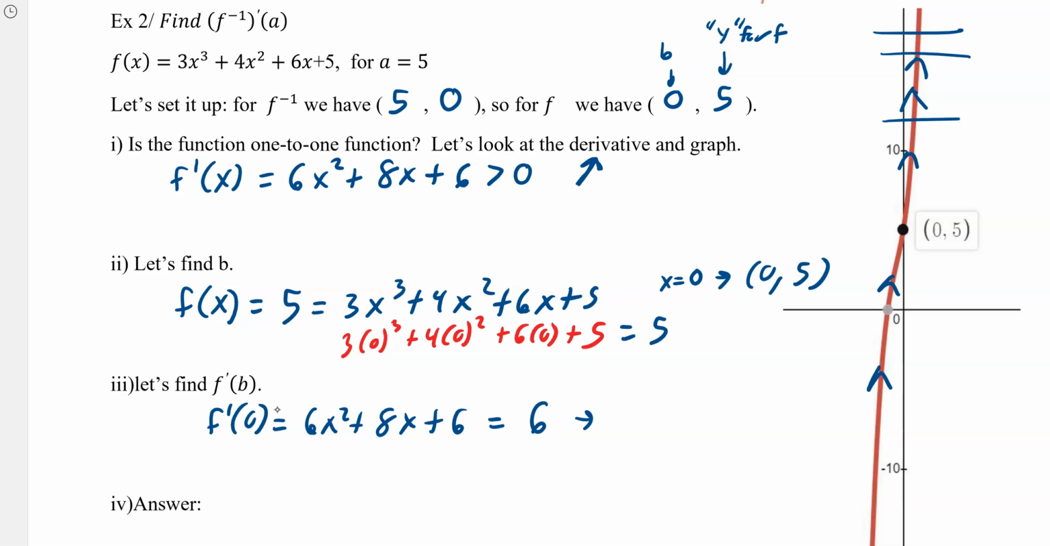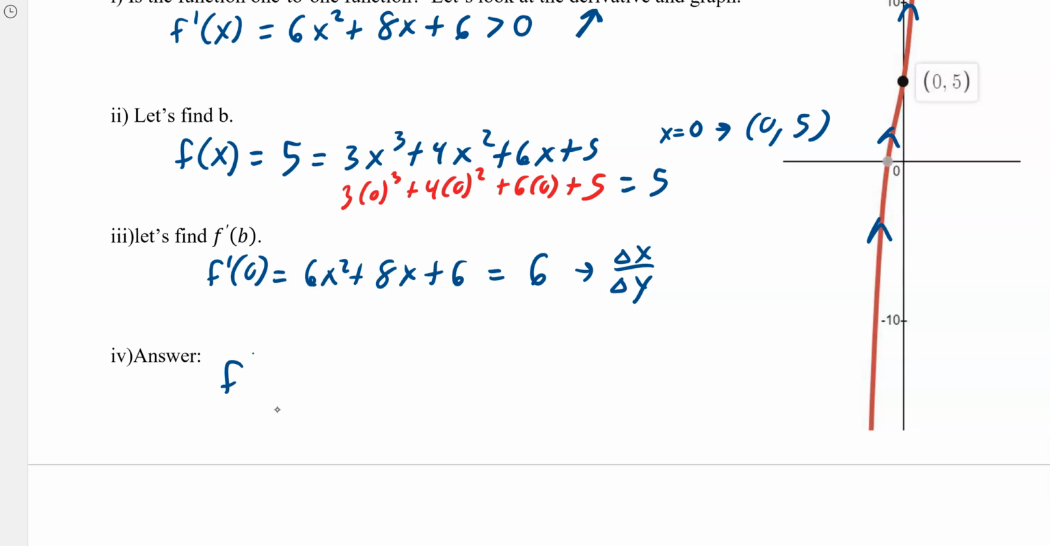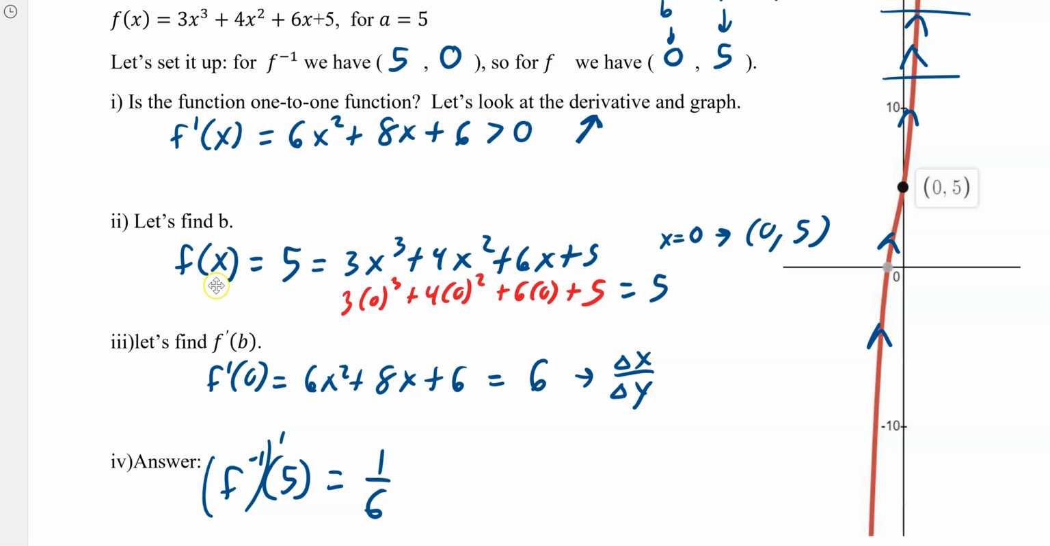So again, this is our delta x over delta y. And so our answer is again just flipping it. So for f inverse prime of 5, we get 1/6. So you can see the relationship here. If I plug the x coordinate for the function in, it gives me 6. And so that y coordinate becomes the x coordinate for the inverse. So plugging that in would give me 1/6. And that's my answer. So that's how they're related. So if you know the derivative of your one-to-one function, you're also going to know the derivative of the inverse. It's just the reciprocal by plugging in the y coordinate.